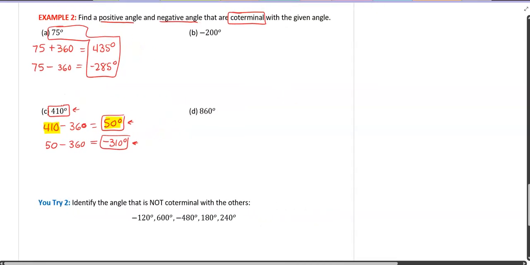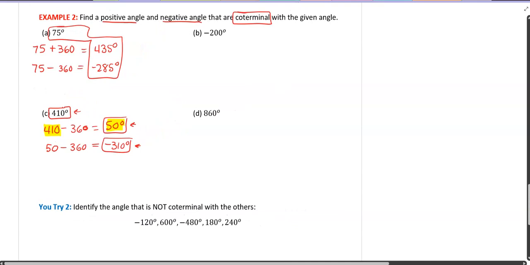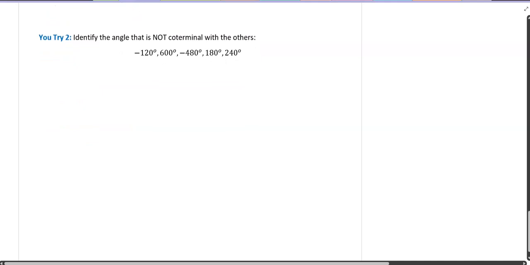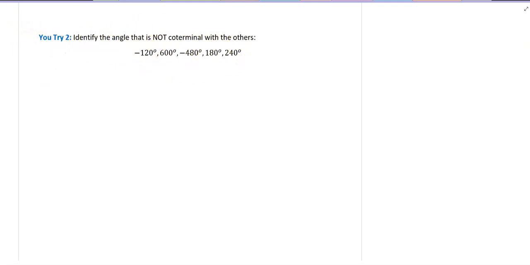So one more pause on this video. I'm going to have you pause for letters B and D. Try those on your own. And then lastly, a little bit of a challenge here we'll go over at the end. Try this you-try problem. Identify the angle that is not coterminal with the others. So pause this video right now, and then we'll take a look at them together in a moment.